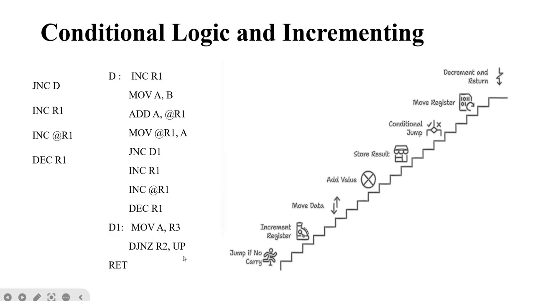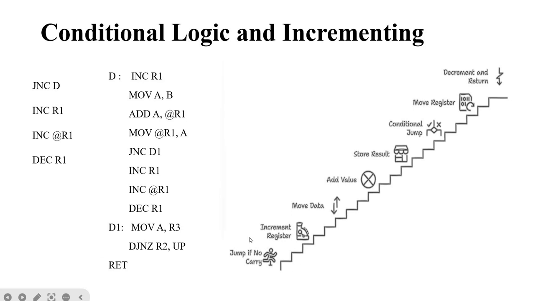Then it will check for the value of R2. If it is not 0, then again it will go back to the location up. Okay, and then it will return from the subroutine here with RET.